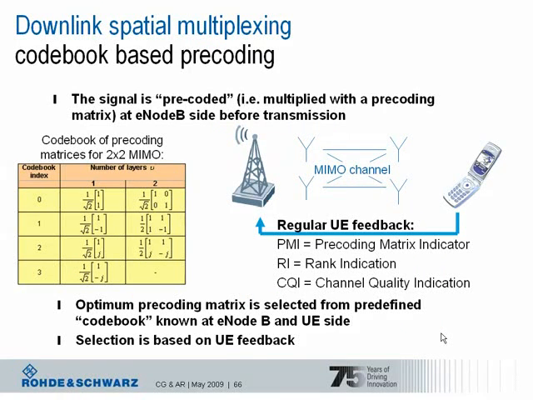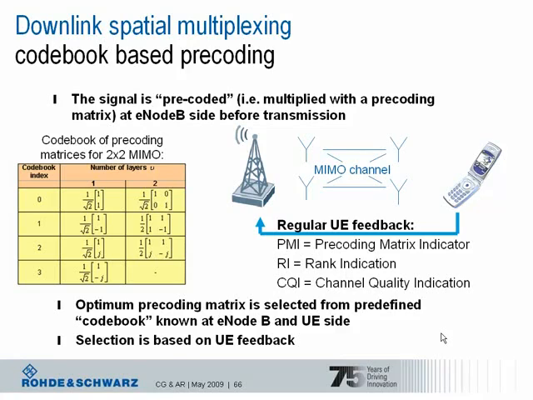Now let's have a look at the downlink spatial multiplexing operation in LTE, which again uses a codebook-based precoding. So what is a codebook? The codebook is actually for the 2x2 MIMO case shown here on the left-hand side, this table taken from the specification. The table effectively contains entries of precoding vectors and matrices, which are multiplied with the signal in the precoding stage of the base station.